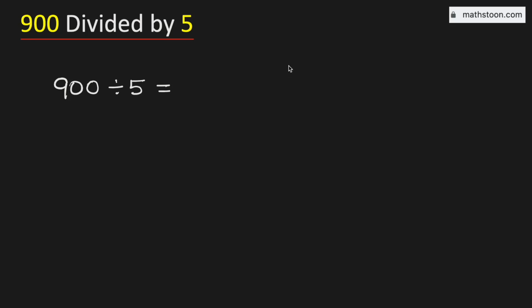In this video, let's learn how to divide the number 900 by 5 using the long division method. Consider the first digit 9. We know that 5 times 1 is 5. Subtract, we get 4. Now 4 is less than 5, so we will bring down this number 0 here.